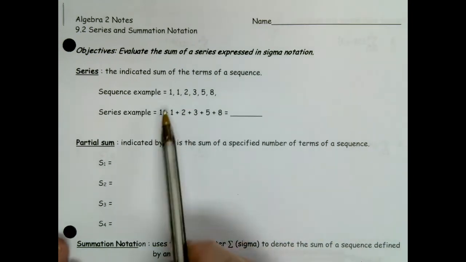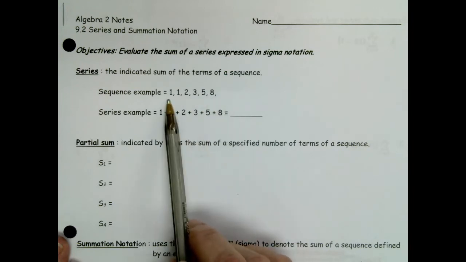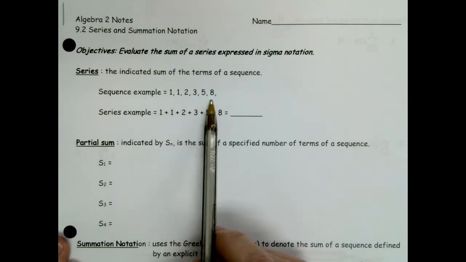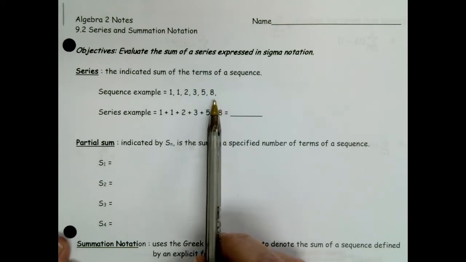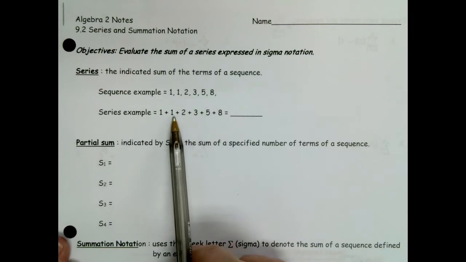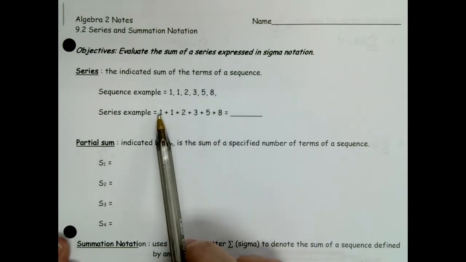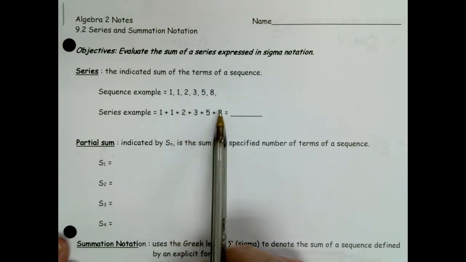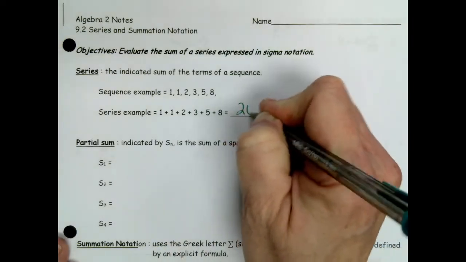Do you recognize the sequence I gave you? Yeah. It's from yesterday. So that was what we did yesterday. Today, the series is just adding those terms together. That's all it is. So you've got 1 plus 1 plus 2 plus 3 plus 5 plus 8, and that equals? 2, 4, 7, 13, 12, 20. We got there. All right, 20, yes.